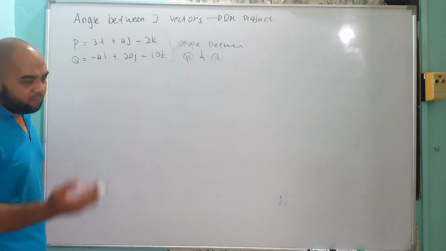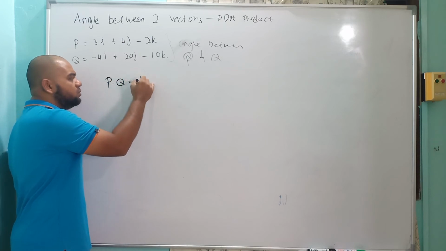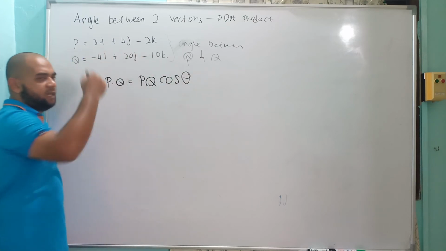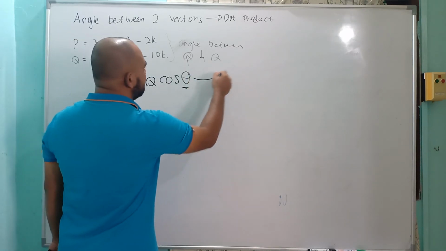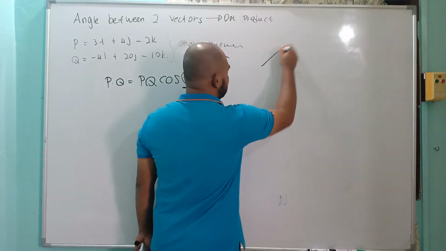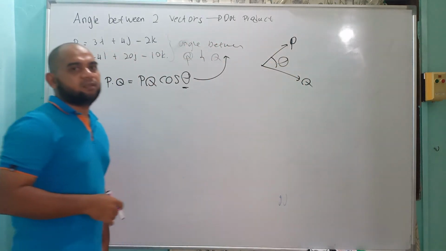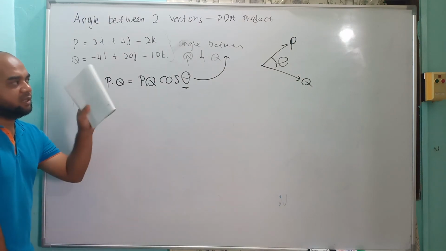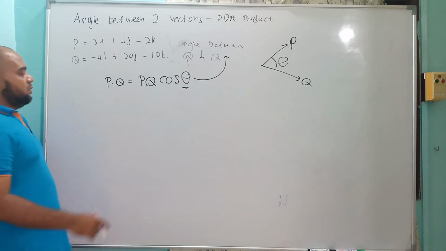So what we'll do is, from the equation of the dot product, we have P dot Q equal to PQ cos theta. Okay, so this theta is the angle between these two vectors. For example, in 2D, maybe this is P, this is Q, so this is the theta. So P dot Q equal to PQ cos theta. We look at this example. What is P dot Q? What is PQ?